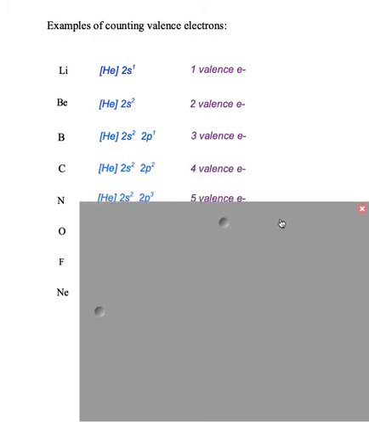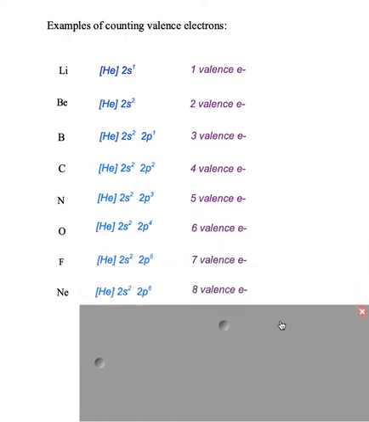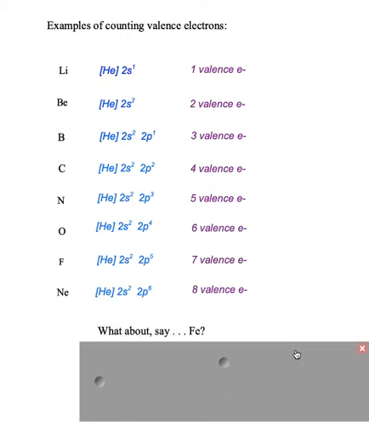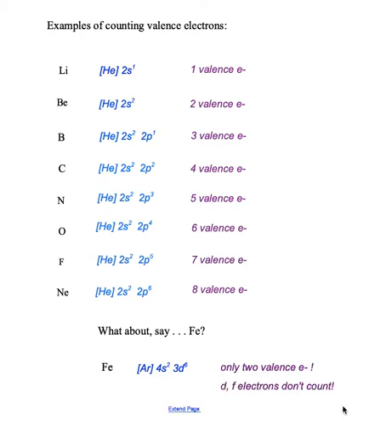And you see the pattern. As we move across the period, we are successively adding one more valence electron until we get to the noble gas, which has a completely filled S and P sublevel. 2 plus 6 is 8, so noble gases have 8 valence electrons. What about, say, iron, a D block metal? Well, its configuration is argon 4s2 3d6. If valence electrons are only those in the highest occupied S and P sublevels, then iron, and any other D block metal for that matter, will only have 2 valence electrons. And that's because when you're counting valence electrons, D and F electrons don't count. It's only the S and P.